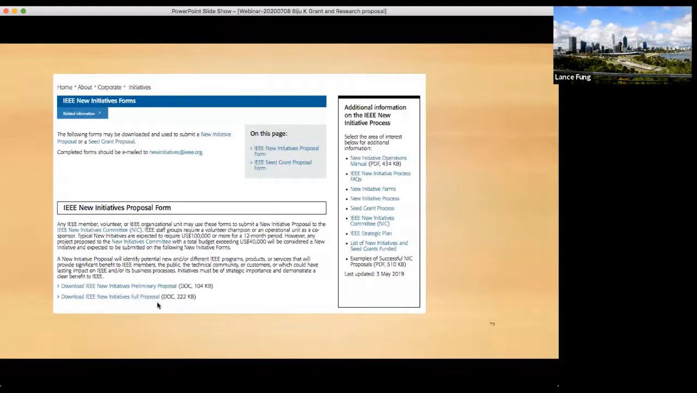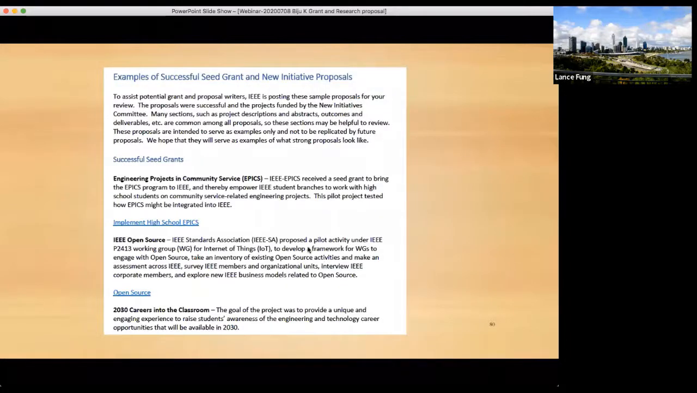They may ask me another question: can we see some full applications? The answer, yes, we also have it. You can go to the website, go to this link, examples of successful NIC proposals. This will be a better description. You can look into what other people have written down early on. So we have a list of some of those successful seed grants, not everyone, but we just highlight some of these. Okay, open source, 2030 in the classroom.